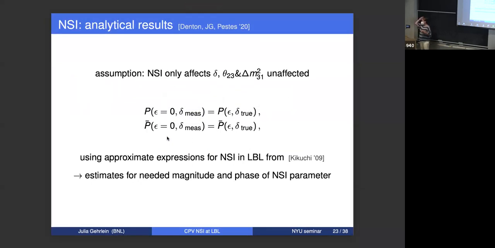Before I come to the results, we'll first look at some analytical estimates, and then I will show you our numerical results. Our assumption for the analytical estimates is that the non-standard interactions only affect the measurement of the CP violating phase, whereas the mixing angle and the mass splitting remain unaffected. Then we can compare the oscillation probability with and without the presence of NSI and use some approximate expressions for the oscillation probabilities in long-baseline experiments from this reference to obtain an estimate of the magnitude and the phase of the NSI parameter, which we need to resolve this slight tension.